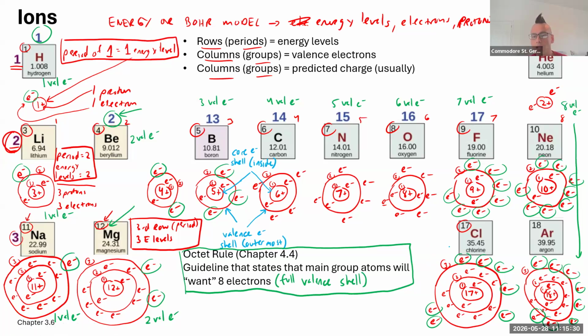This here is the valence shell, right? Valence electron shell. These inner ones, I'm going to draw a couple lines. These are the core electron shells. All right, so that's the core electron shells.